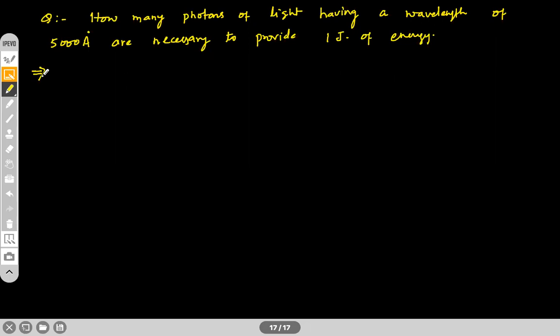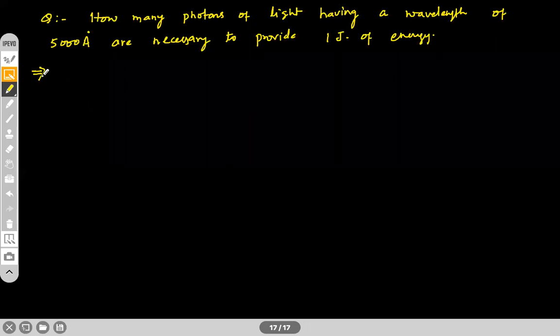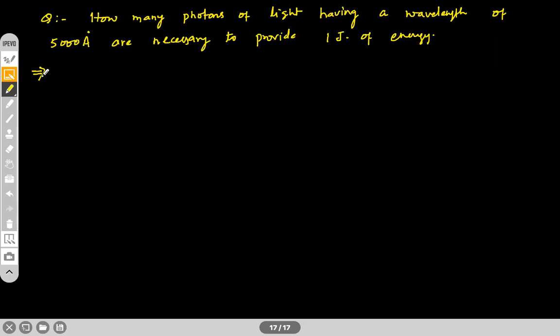Done. Check your calculation, Akshat. Yes, that's right, Stuti. 2.5 into 10 to the power 18 photons, 1.8.